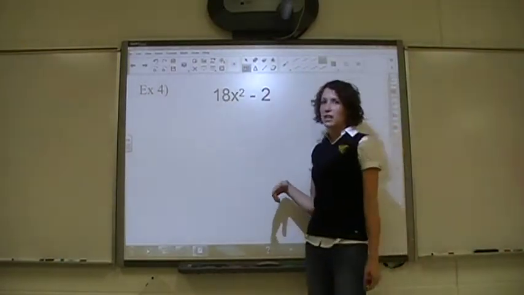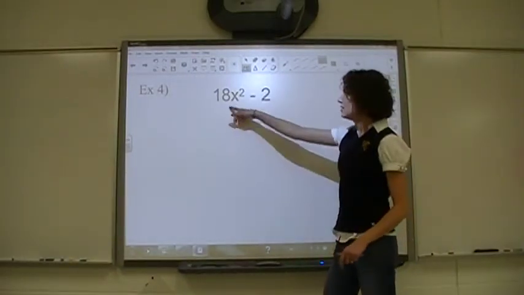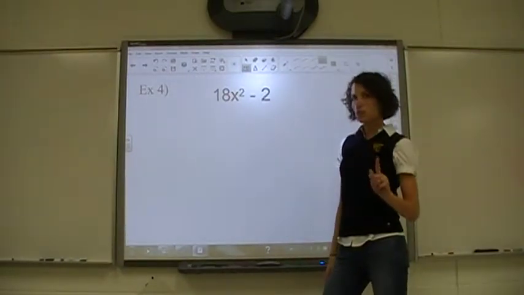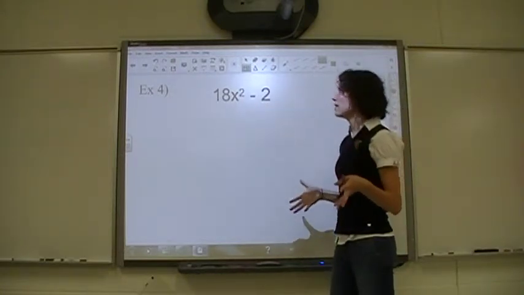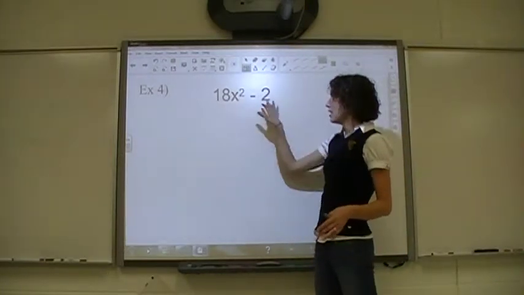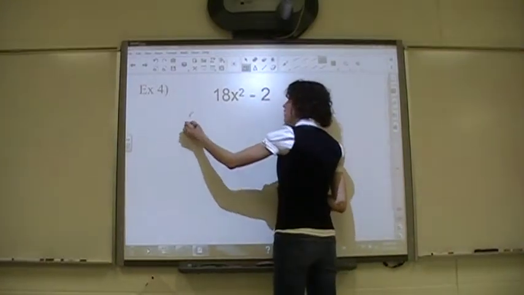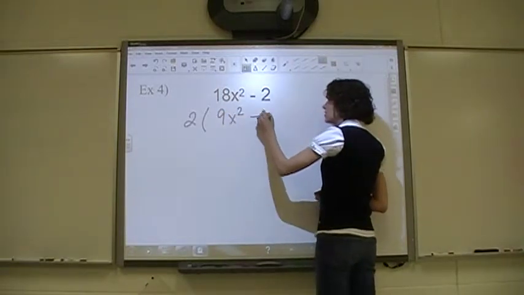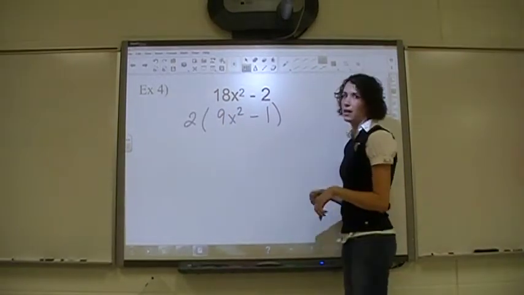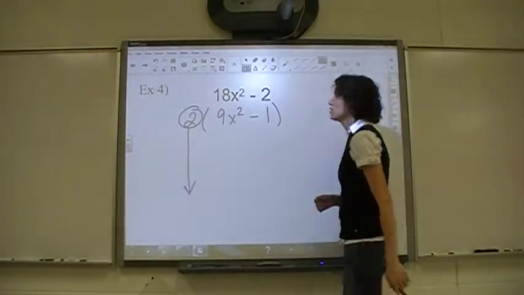All right, let's try this last one. We've got 18x squared minus 2. Now, 18 and 2 are not perfect squares, but we do have a minus sign here. But think about it. What do you notice about these numbers? 18 and 2. You can take a 2 out of both of those. So factor out a 2 and you're left with 9x squared minus 1, because you need a placeholder there. Make sure you circle this 2 and bring it down so you don't forget it in your answer.